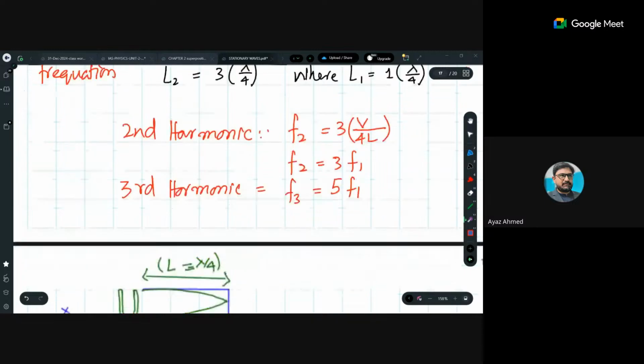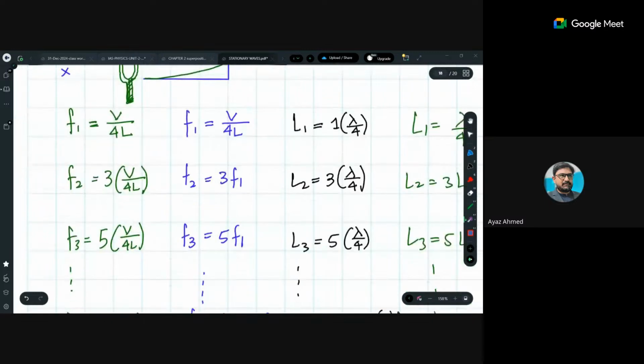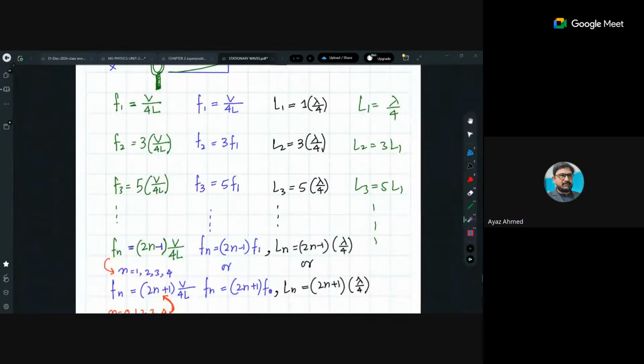So here is the formulation. In this formulation, I have considered all the points. If the first frequency is v by 4L, then the second frequency is 3v by 4L, because the length is three times. If you heard the loudest sound, that loudest sound is heard when you increase the length three times, not two times, not four times. Then you increase the length again, and the next sound is heard at 5L, next at 7L, and so on.